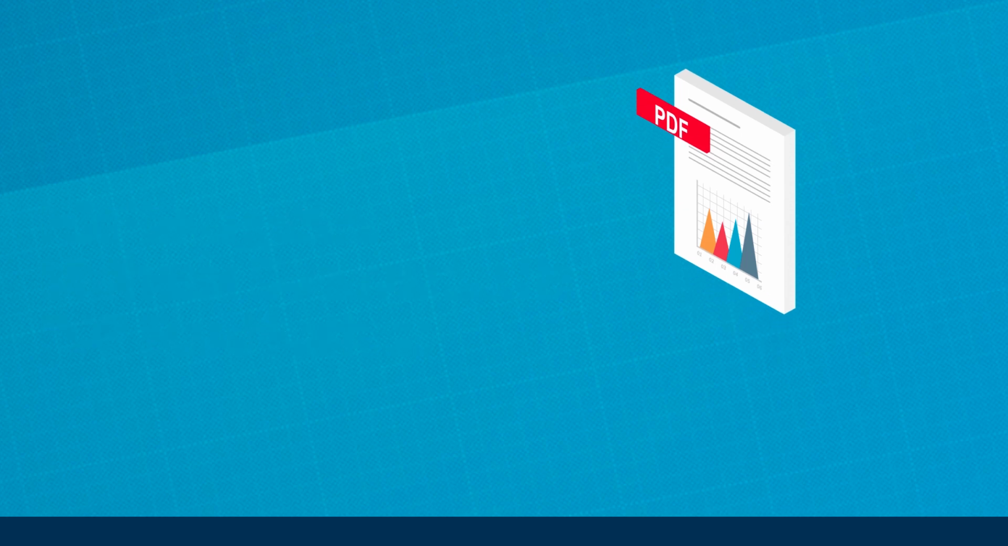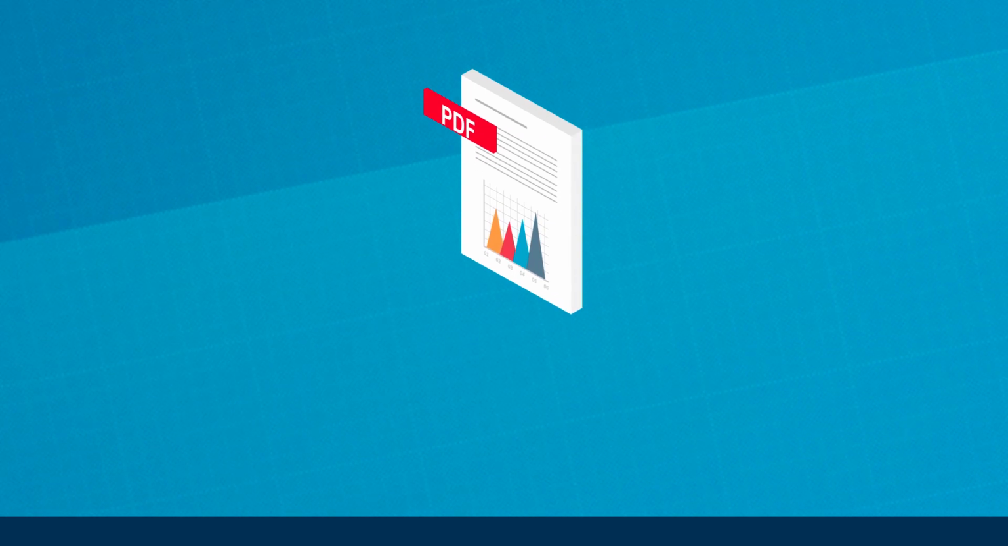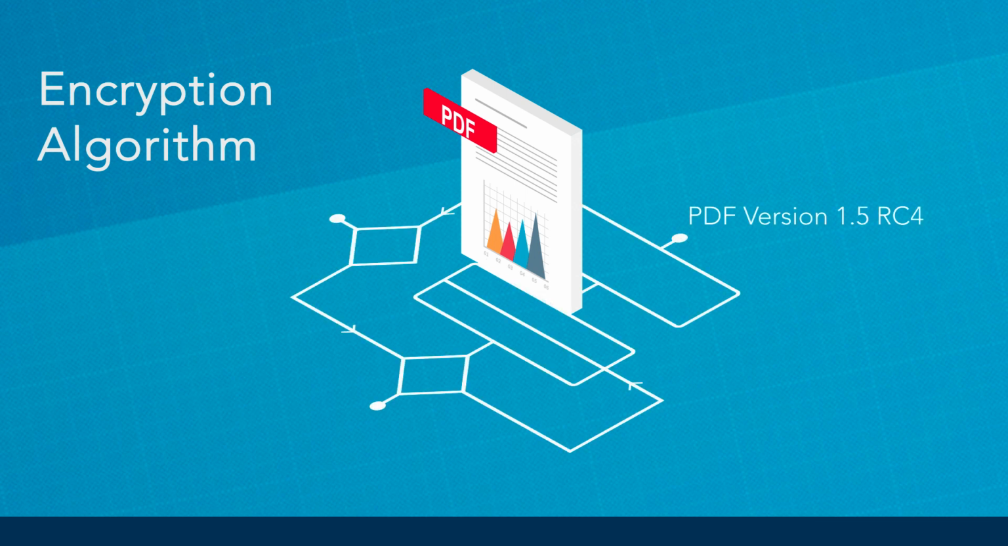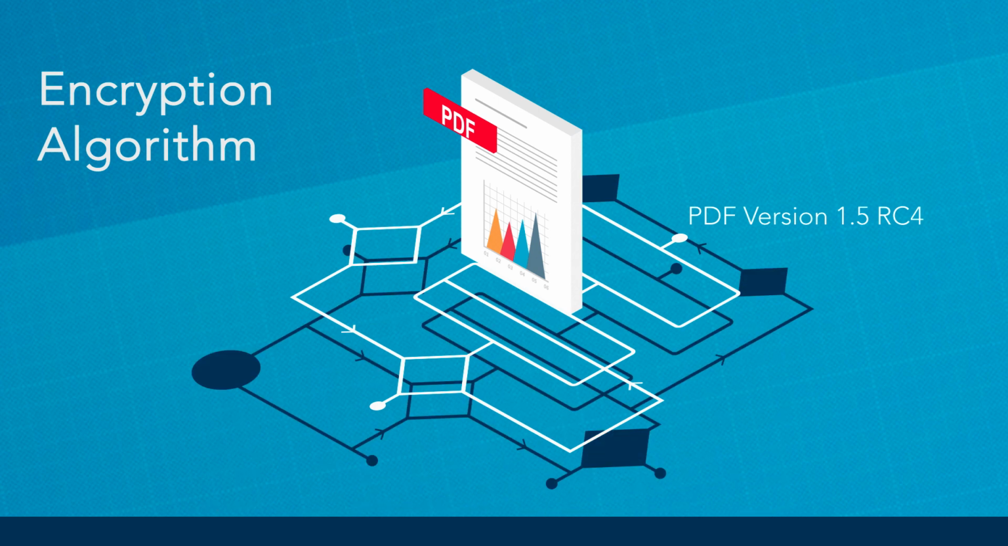Depending on the PDF version, you'll be able to select between two different types of algorithms. Versions up to 1.5 support different key lengths of RC4. Starting with PDF version 1.6, Advanced Encryption Standard is supported to provide users with more complex and secured encryption methods.